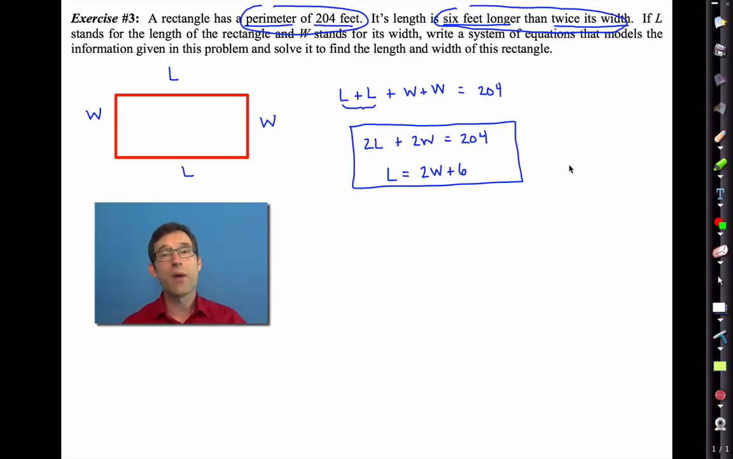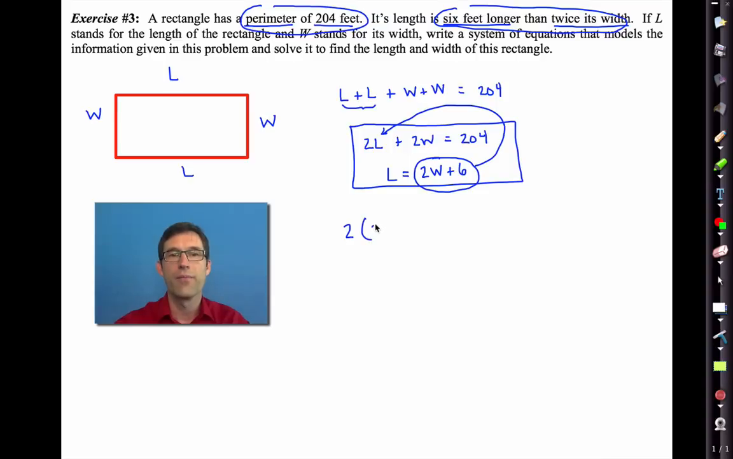We could certainly solve this by elimination, but have you noticed elimination works well when the two variables are on the same side of the equation, which is true with the first equation, but not with the second. It's no problem. We could do a little bit of rearranging. But this one is ideally suited for substitution. So what I'm going to do is take my 2W plus 6 and substitute it into this equation right there.